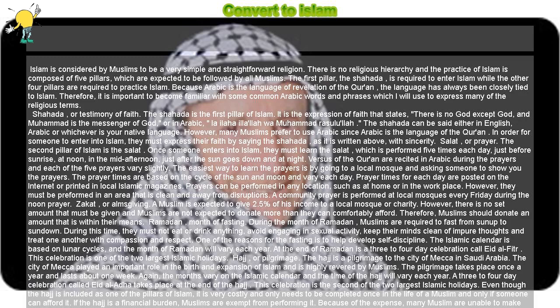Ramadan, month of fasting. During the month of Ramadan, Muslims are required to fast from sunup to sundown. During this time, they must not eat or drink anything, avoid engaging in sexual activity, keep their minds clean of impure thoughts and treat one another with compassion and respect. One of the reasons for the fasting is to help develop self-discipline.